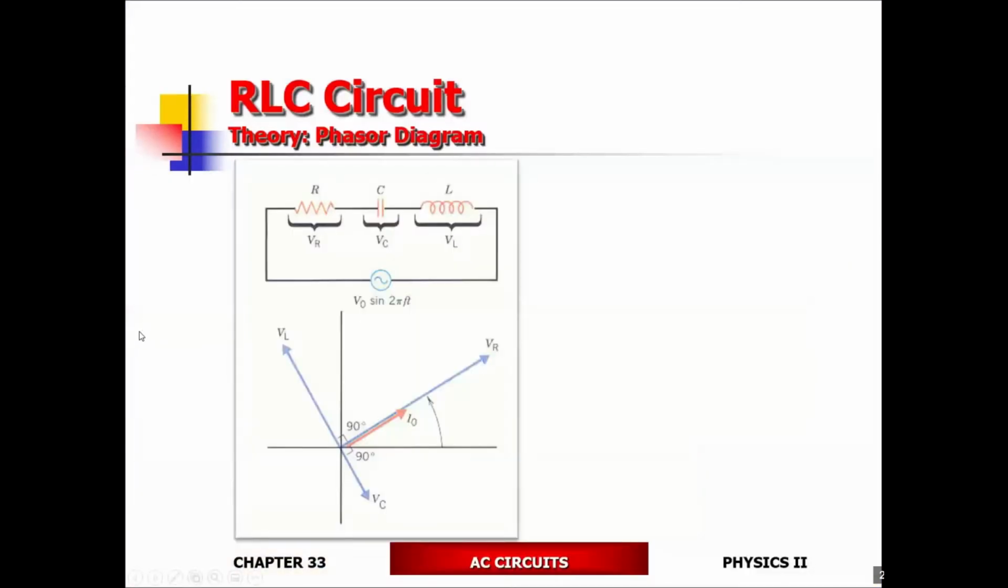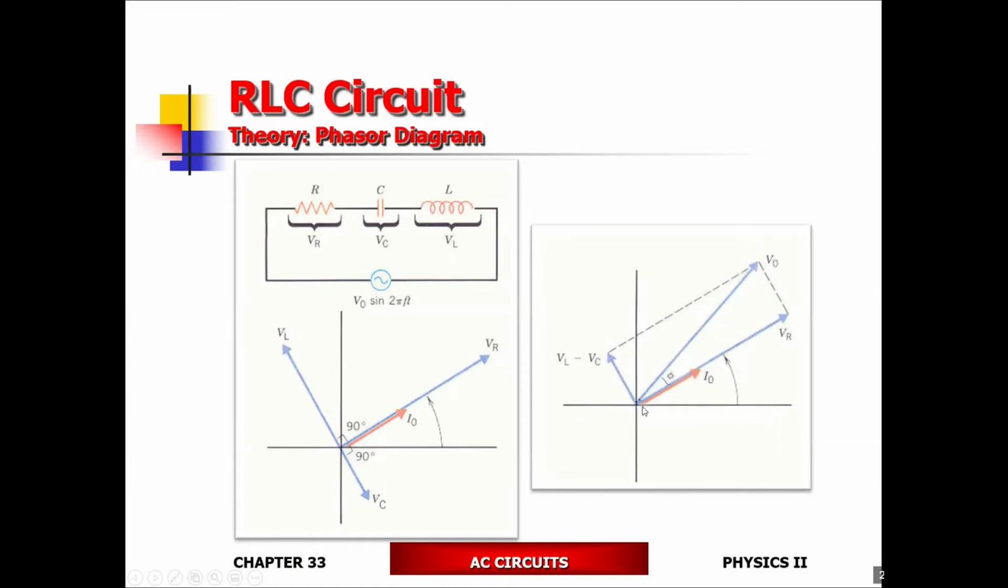All right, so that's our RLC circuit. The current is going to be in phase with the voltage across the resistor, obviously. Current is going to lead the voltage in the capacitor, because current is what charges up the capacitor. And voltage, in the case of the inductor, is going to lead the current by 90 degrees, because current is a reaction to the change in voltage. So the current is going to happen in order to prevent the change in voltage within the inductor.